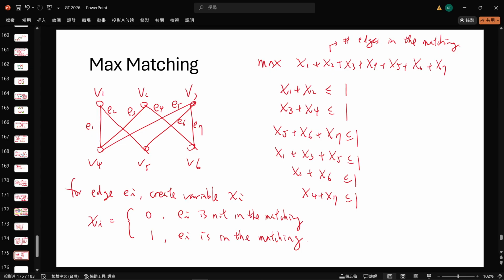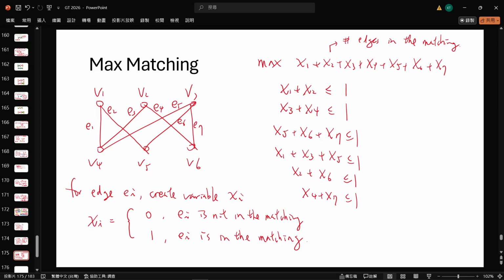All right. So these constraints are created in a way that for every vertex, we want to make sure that at most one of the incident edges is chosen. To do this, we just consider the sum of the variables corresponding to the incident edges and make sure that their sum is at most 1.